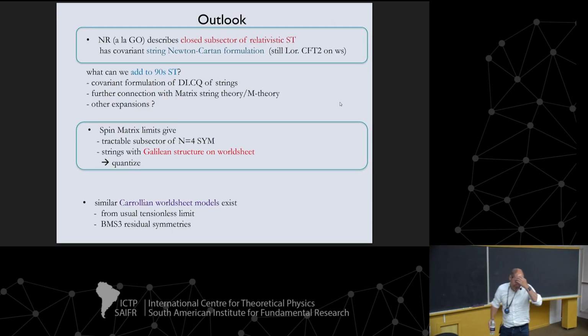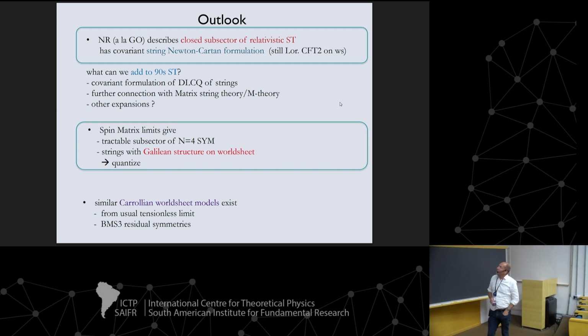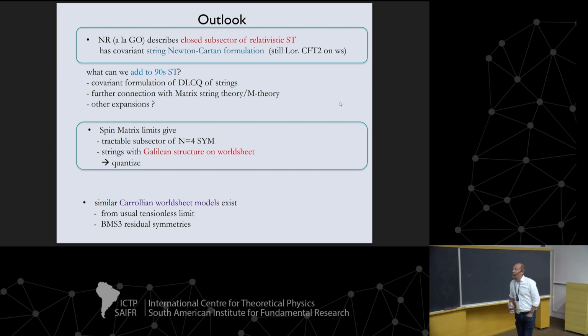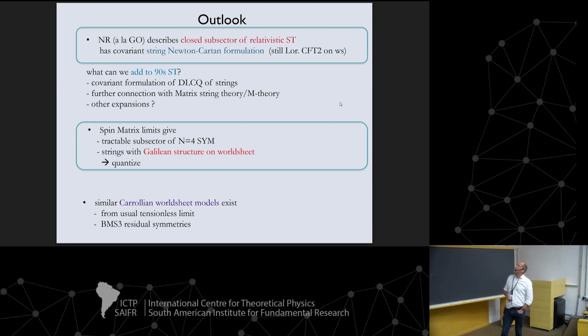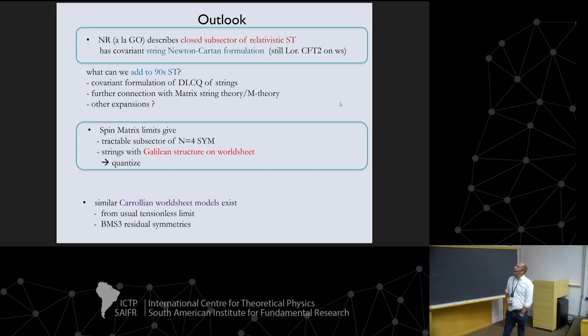So let me then conclude. One of the things I've hoped I made clear to you is that non-relativistic strings a la GO, I mean Gomez-Oguri, describes a closed subsector of relativistic string theory and has a covariant string Newton-Cartan formulation that I've given you some details of, and hopefully you remember some of the geometric structures that they involve.